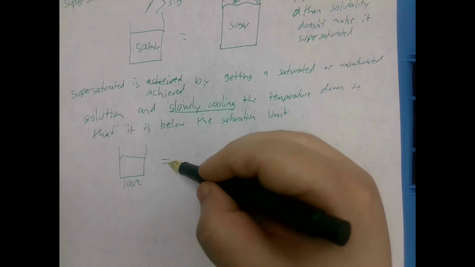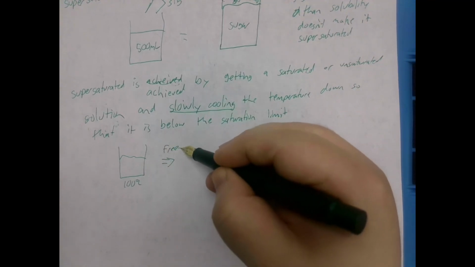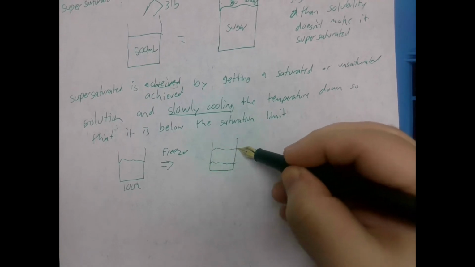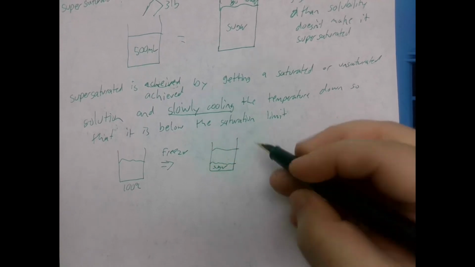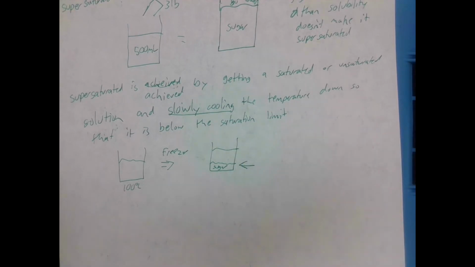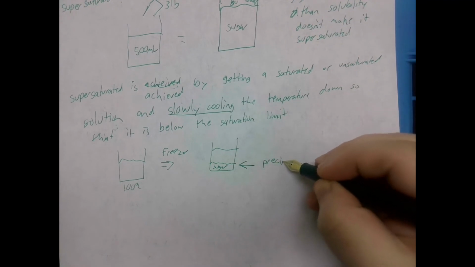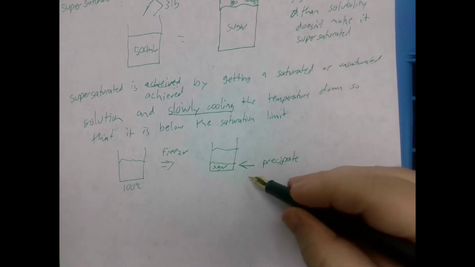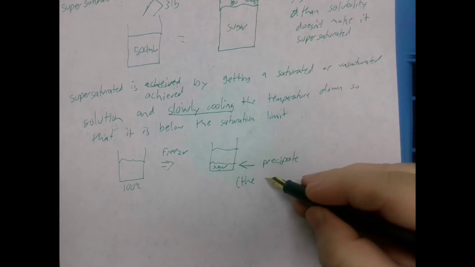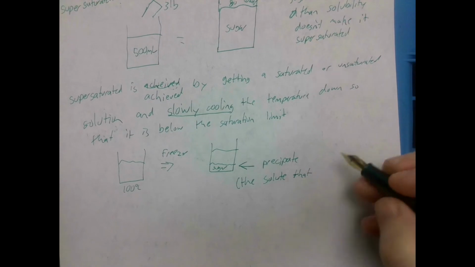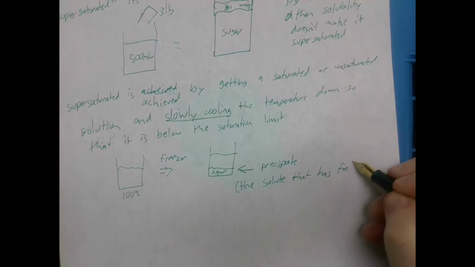So if you put it into a freezer, it's going to clump at the bottom. And what do we call the stuff at the bottom? Nice. Precipitate. The solute that has fallen out of solution.